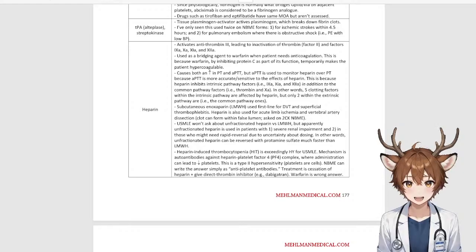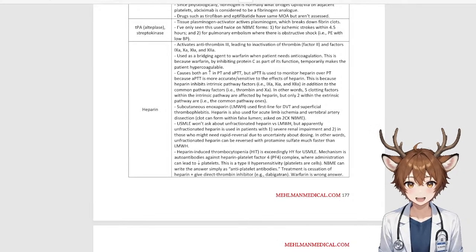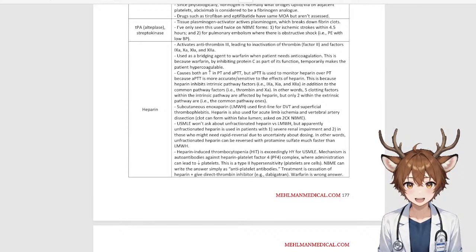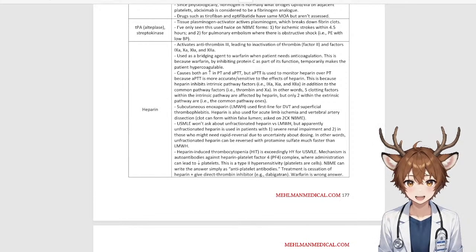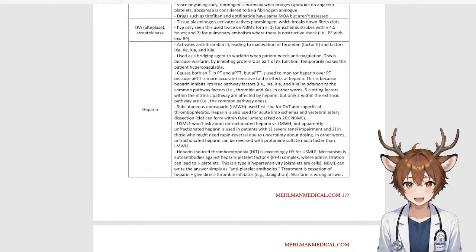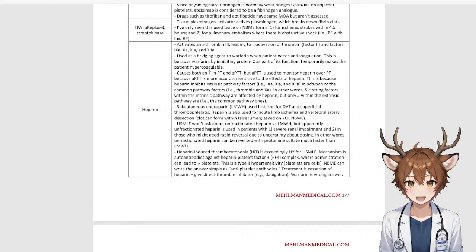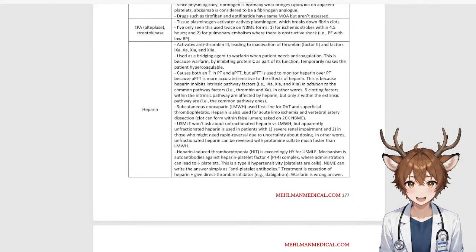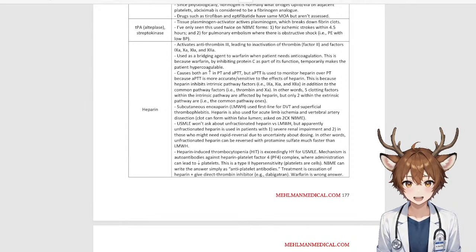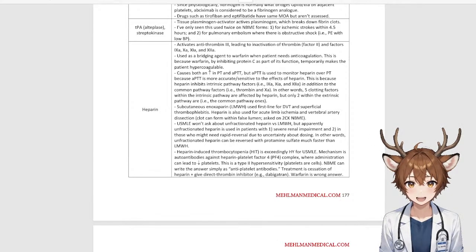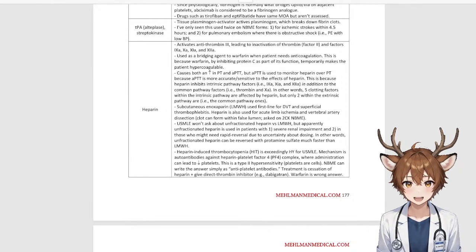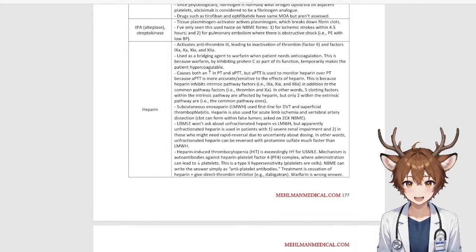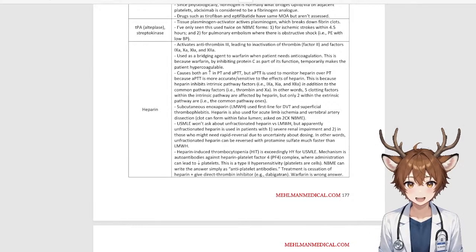Subcutaneous enoxaparin, or low molecular weight heparin, is used first line for DVT and superficial thrombophlebitis. Heparin is also used for acute limb ischemia and vertebral artery dissection. Clot can form within the false lumen, as on a 2CK NBME. USMLE won't ask about unfractionated heparin versus low molecular weight heparin, but apparently unfractionated heparin is used in patients with, 1, severe renal impairment, and 2, those who might need rapid reversal due to uncertainty about dosing. In other words, unfractionated heparin can be reversed with protamine sulfate much faster than low molecular weight heparin.